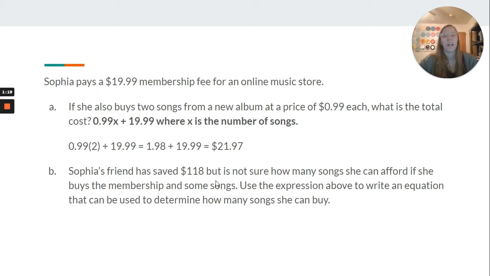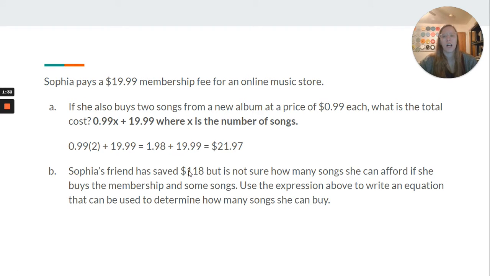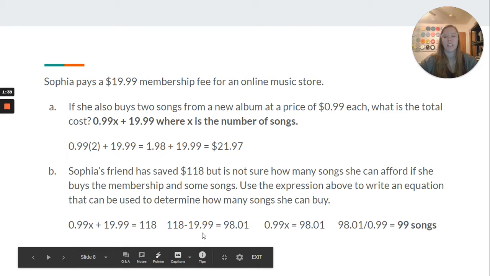Her friend has saved $118, but is not sure how many songs she can afford if she buys the membership and some songs. Use the expression above here to write an equation that can be used to determine how many songs she can buy. So if she has $118, we're going to write 0.99x plus 19.99 equals 118. So first, we're going to subtract 19.99 on both sides. We get 98.01. Then divide by 0.99, so she can buy 99 songs and the membership with her $118.